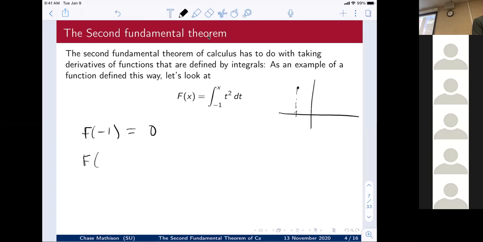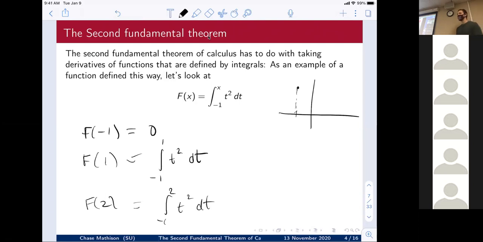Cool. Then what is F of, say, +1? Or at least how would I find it? Well, I would just integrate. We're not going to actually do this integration, but to find F of +1, you integrate from -1 to 1 of t squared. And in general, any x value you plug in, you can find that integral. So this is a well-defined function of x. Given any x, this function tells me the area underneath the curve t squared from -1 to x. So just think of this function as you can slide this x around and it will tell you the area underneath there.